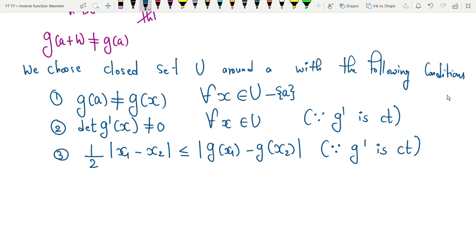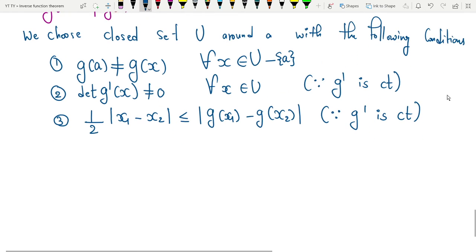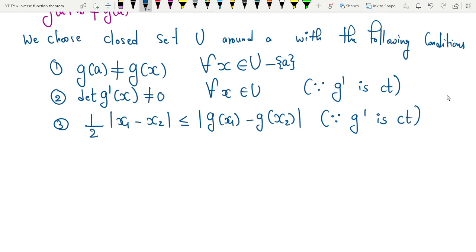So my u should be selected in such a way that it satisfies all three conditions. If it does not satisfy, I'll reduce the value of u. I'll just go more close to a, right? And over here I have considered u. Let us just try to go for the proof now.